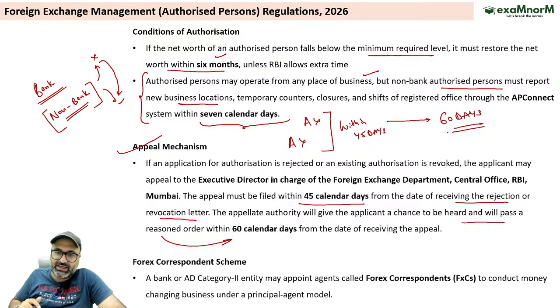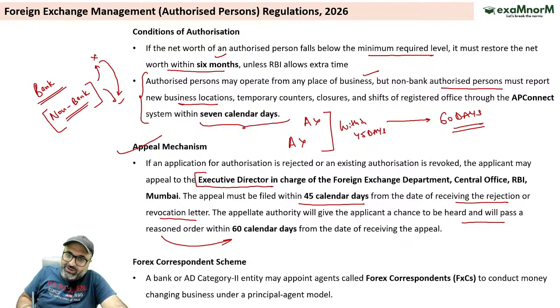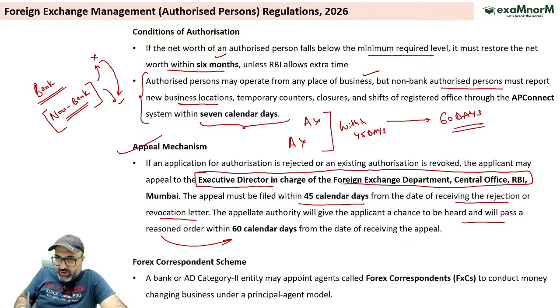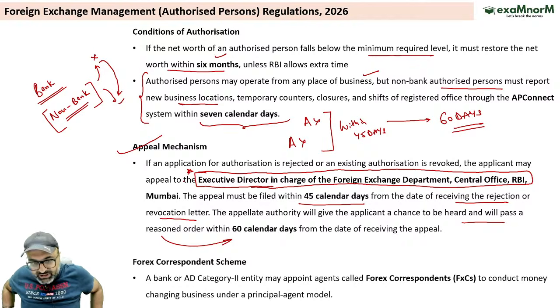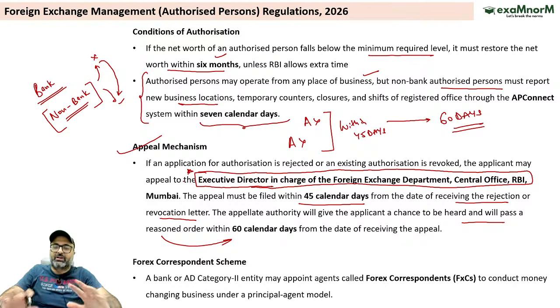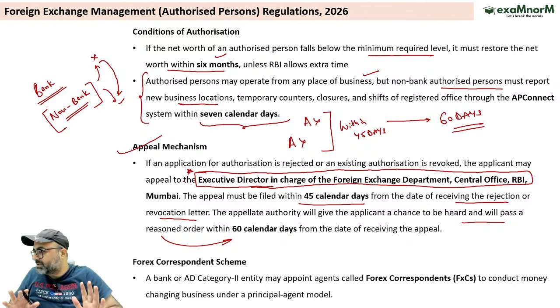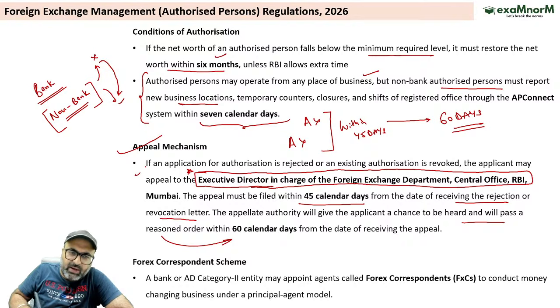अब यहाँ पे क्वेश्चन ये आता है, who is the appellate authority? So the appellate authority, ये क्वेश्चन बड़ा इंपॉर्टेंट है. The appellate authority is the Executive Director in charge of the Foreign Exchange Department, Central Office, RBI. ये पॉइंट आपको याद रखना है कि सर जो RBI के एग्जीक्यूटिव डायरेक्टर है, in charge of the foreign exchange department, will be the appellate authority and he will be listening to all these complaints. तो ये पॉइंट बहुत इंपॉर्टेंट है, मार्क कर लेना.